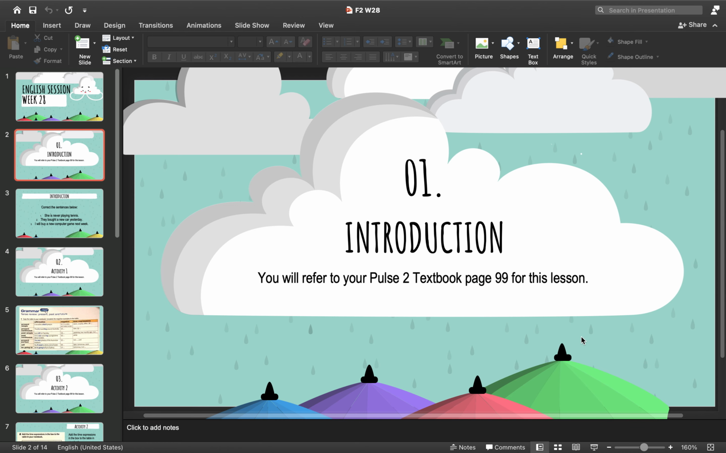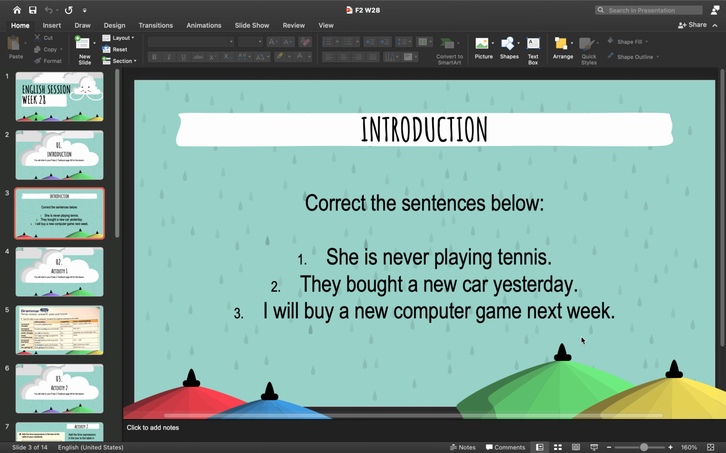Hai semua. So, jom. For this week, you'll be referring to your textbook, page 99. Okay? So, here's your introduction activity. You're going to correct the sentences below. There are 3 sentences and they all contain an error. Okay? So, dalam ayat-ayat ni, dia ada kesalahan. So, kamu kena cari kesalahan tu dan betulkan semuanya.